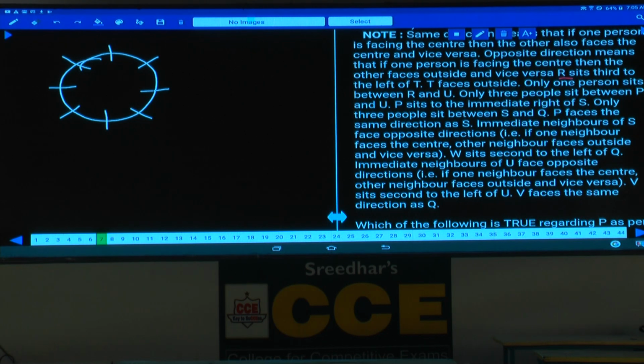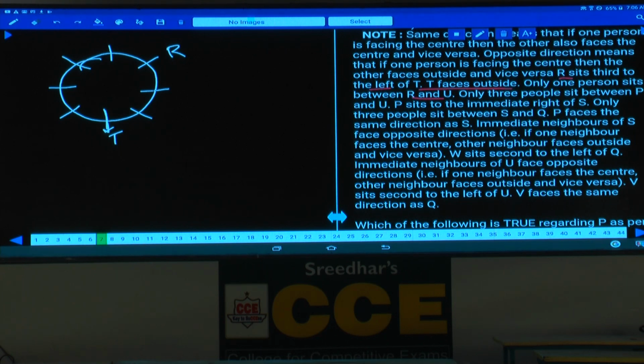Now, R sits to the left of T and T faces outside, clearly specified. As T faces outside, I am fixing T at this place. As T is facing outside, R is seated to the left of T, so R will be in the anti-clockwise direction. Then, only 1 person between R and U. How many persons are in between R and U? There is exactly 1 person between R and U.